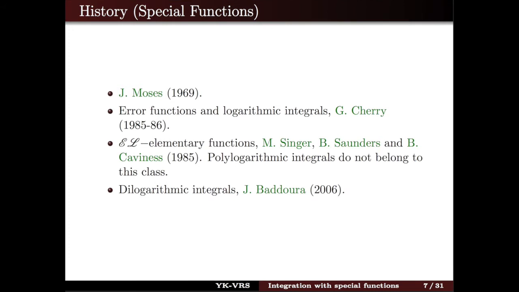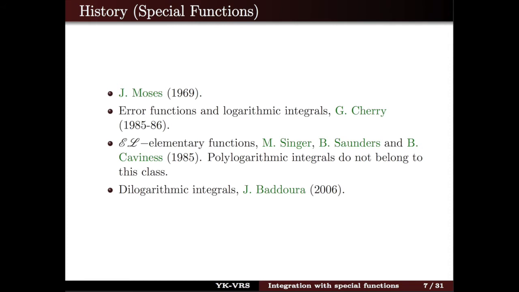Okay, so after 85, it is 2006, but 1996 is the thesis of Baddoura, where he talked about dilogarithmic integrals. Again, the problem is that this is not in the spirit of Risch's theorem, in the sense that he is not giving anything for alpha. I will mention what Risch's theorem is. It is not about the integrand, but the integral itself. So he writes a compact form for that. Basically, the statement is: if the integral exists, it is of this form.